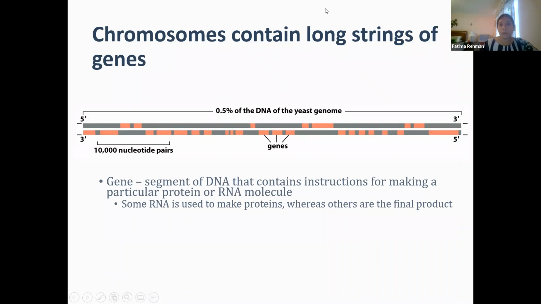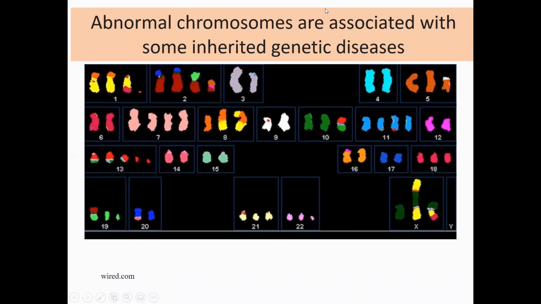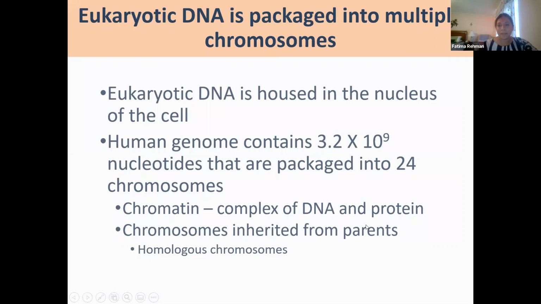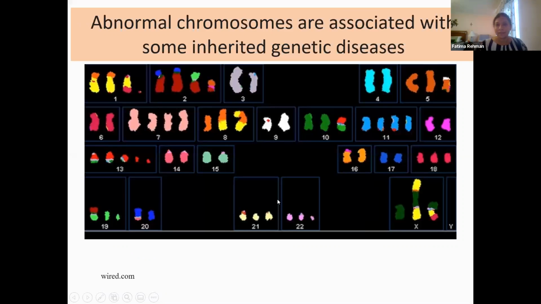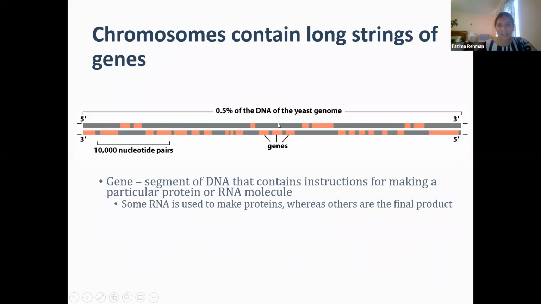Now these chromosomes can, yes, question? Aren't there 23 chromosomes that the nucleotides are packaged in? Not 24. Yes, there are 23. I'm sorry. So yes, there are 22 plus your sex chromosomes, so 23 pairs. I apologize. That I knew, but just a mistake.